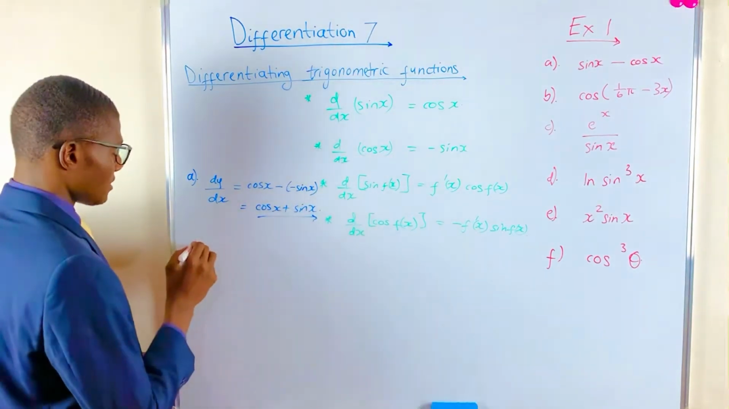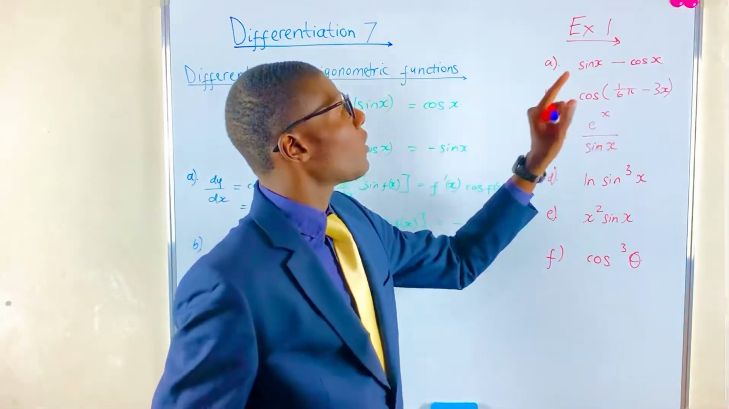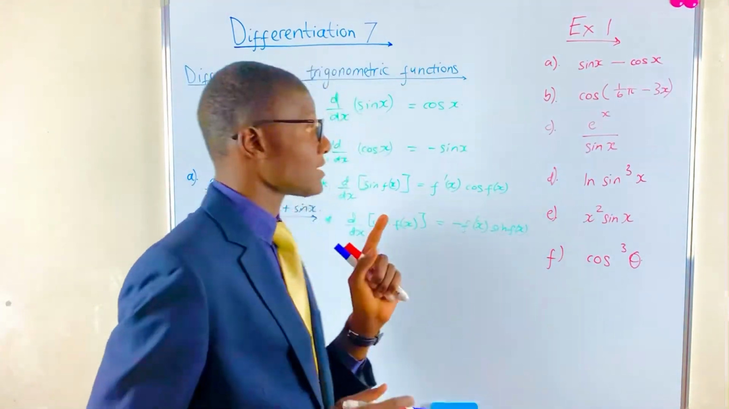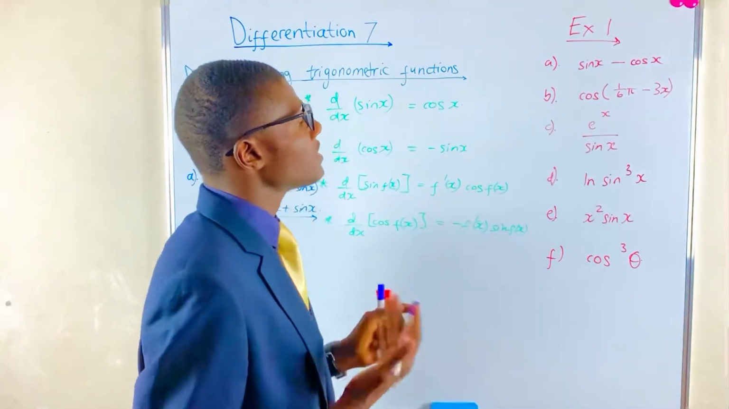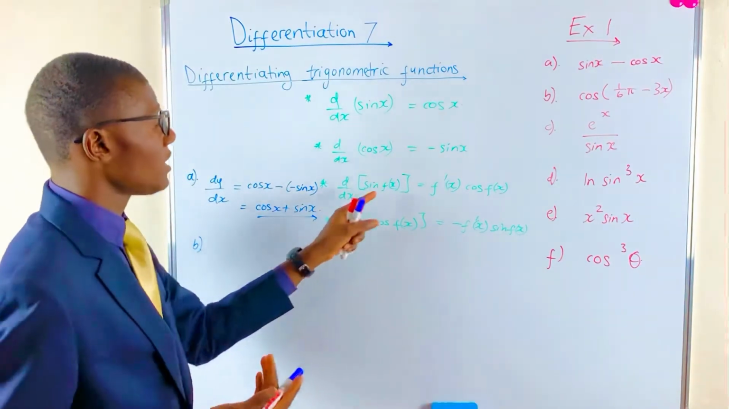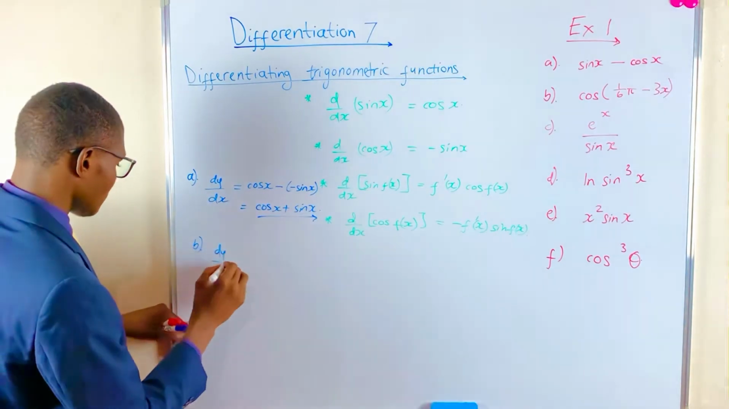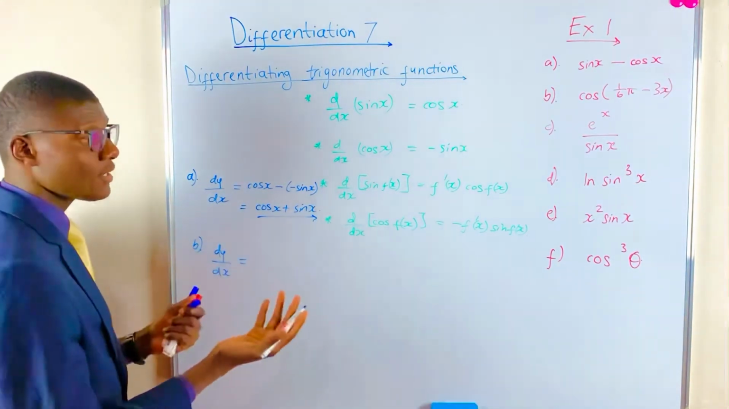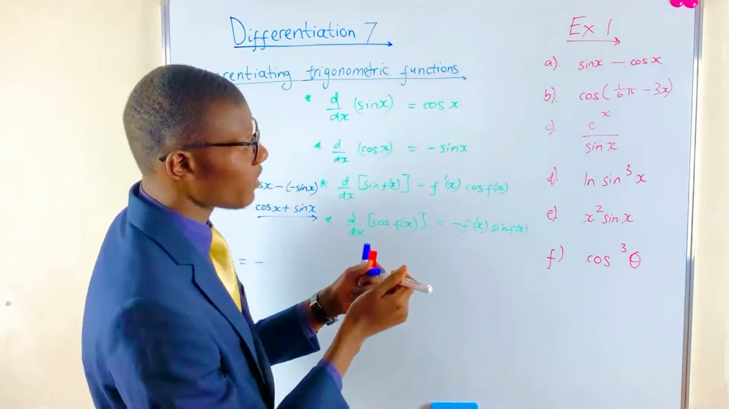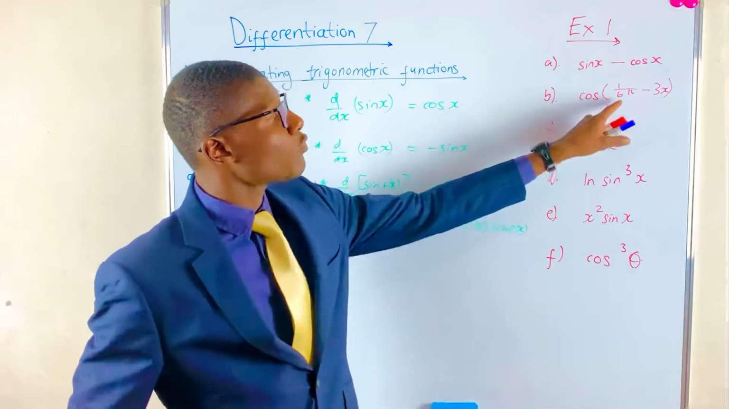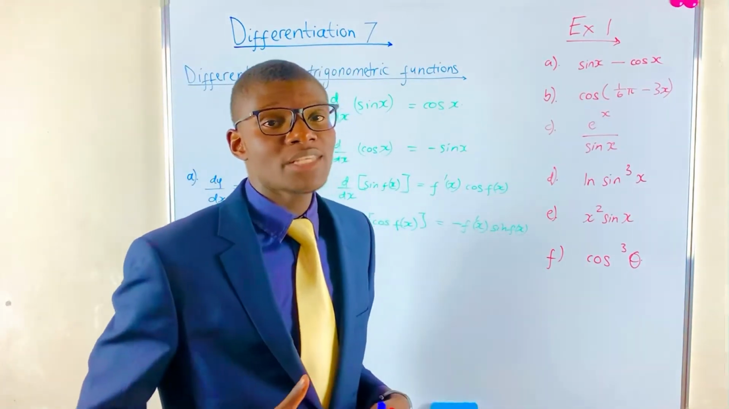Then for the second part, we want to differentiate cos of 1 over 6 pi minus 3x. So our f of x is the linear function 1 over 6 pi minus 3x. So we said that result, dy by dx, would be equal to minus f prime x. So f prime x being the derivative of 1 over 6 pi minus 3x. 1 over 6 pi is a constant. If we differentiate it, we get 0.